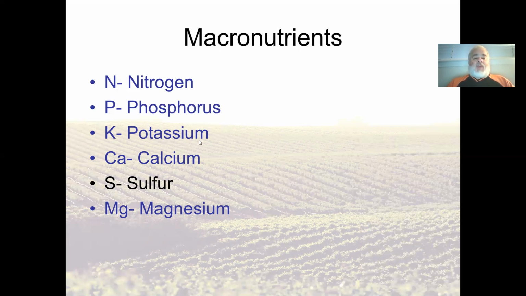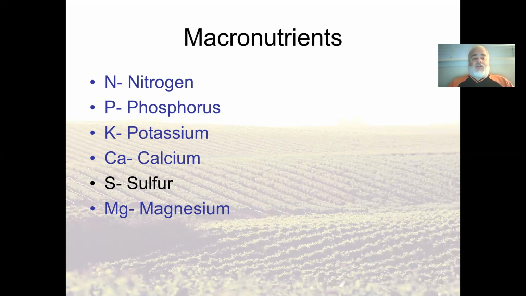Now, the first three are considered primary macronutrients, not because the plant needs them any more than the other three, but N, P, and K are the three we need to consider the most. We need to address the most. We need to focus on the most in order to grow crop plants effectively, efficiently, with maximum production.